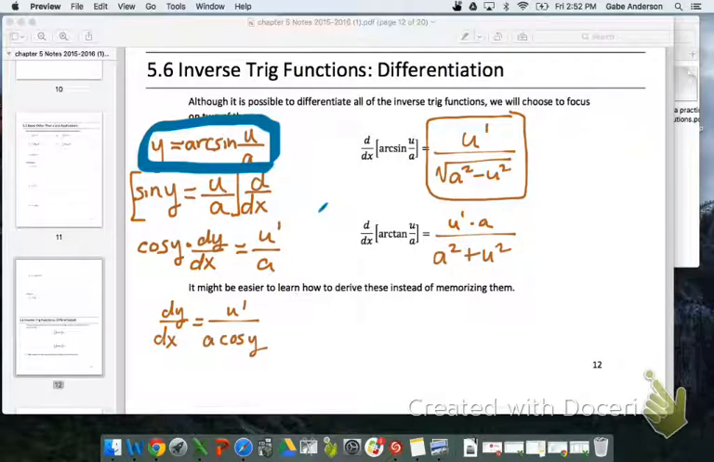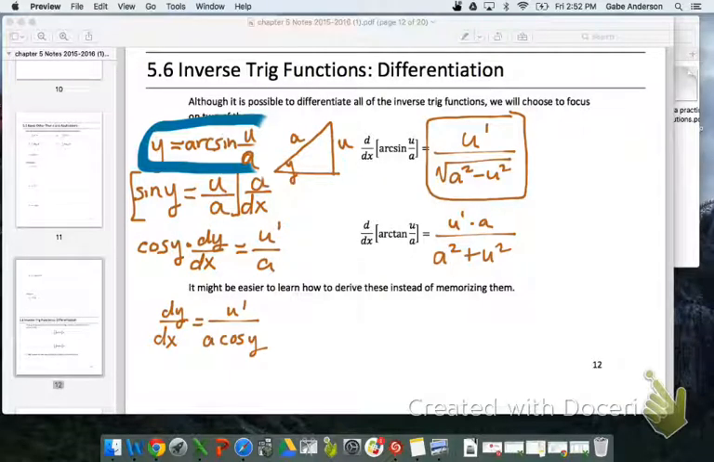And I'm going to build a triangle from that. We're going to build a little triangle from this. So I've got y equals arcsine of u over a. This triangle is going to look something like this. My angle is called y. Then arcsine is the relationship of opposite over hypotenuse. So this is saying that the opposite side is u and the hypotenuse is a.